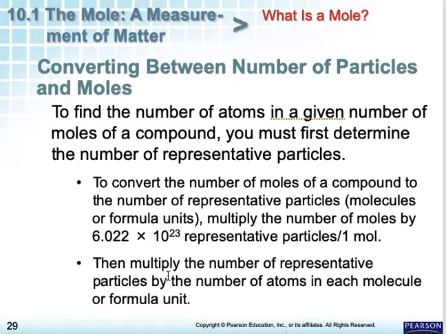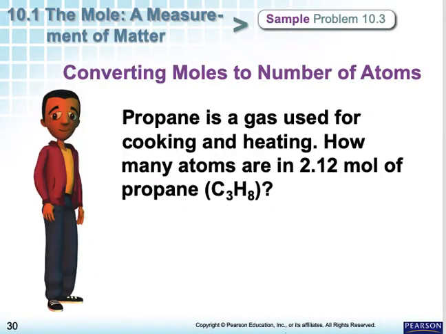To find the number of atoms in a given number of moles of a compound, you must first determine the number of representative particles. And so we use Avogadro's number and we would multiply. I really strongly urge you not to learn to multiply or divide by something. You really should learn to make those units cancel, and then it'll always work. So propane, and this is the last question for today. Propane is a gas used in cooking and heating. How many atoms are in 2.12 moles of propane?